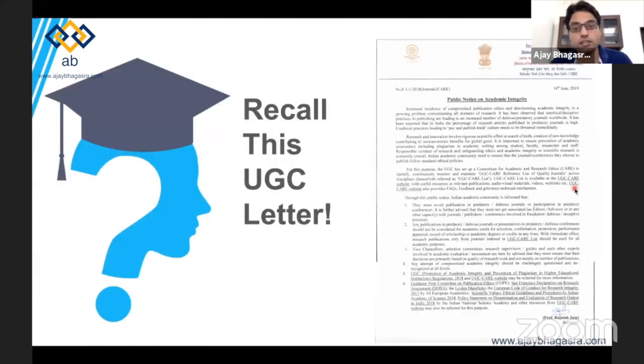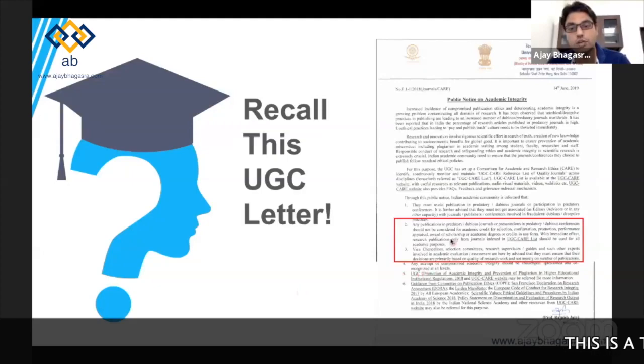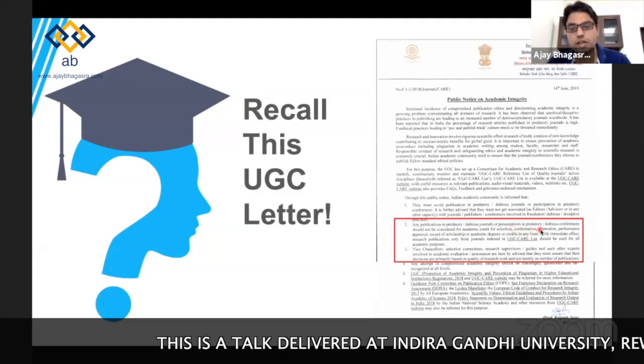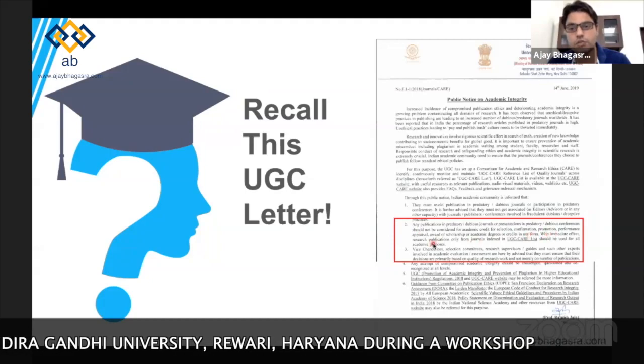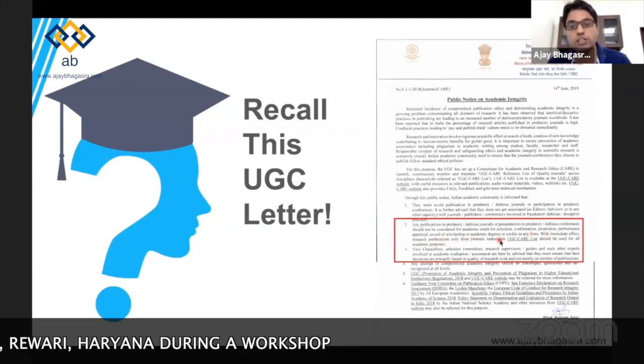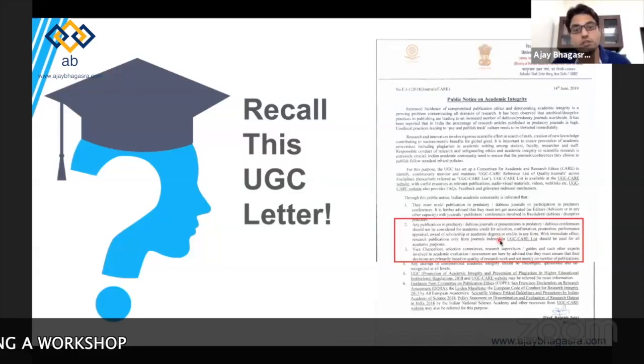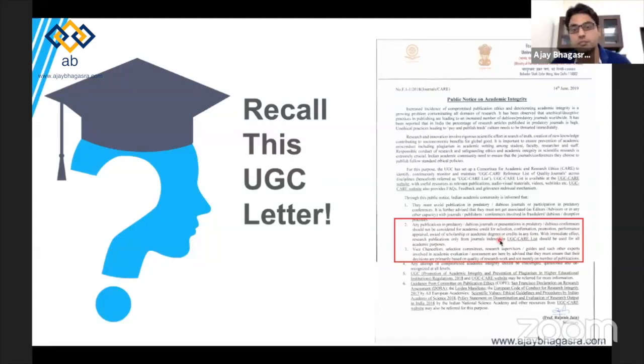So follow that. Can you recall this UGC letter of 14th June 2019? This is on the right-hand side, coming from UGC. I would like to highlight these two points. If you cannot read it, let me read it to you. It says, any publication in predatory or dubious journals, or presentations in predatory or dubious conferences, should not be considered for academic credit for selection, confirmation, promotion, performance appraisals, award of scholarship, or academic degree. So academic degree encompasses everything from PhD to MBA, because you are doing a project report in MBA also. So it includes everything.